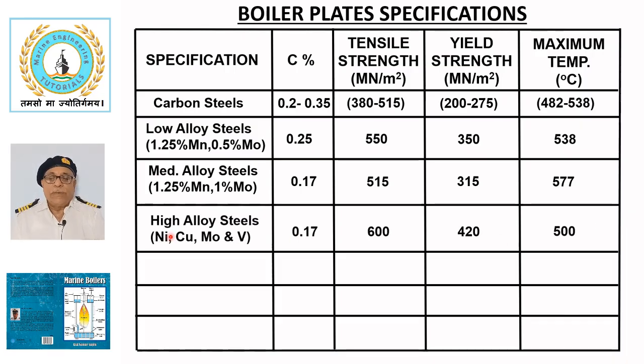High alloy steels. High alloy steels with 0.17% carbon containing nickel, copper, molybdenum, and vanadium provide yield strength of 420 meganewton per meter square at maximum temperature of 500 degrees Celsius. They provide very high strength and toughness, excellent resistance to creep and fatigue where high stresses are encountered.